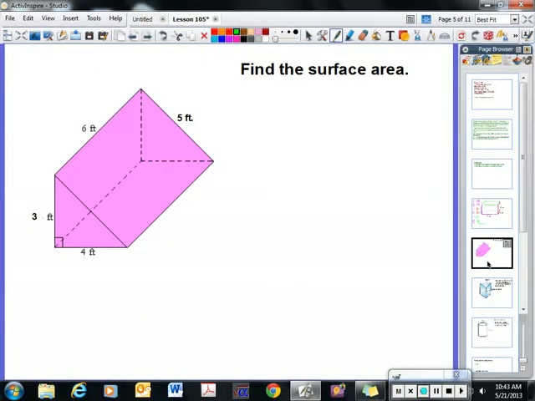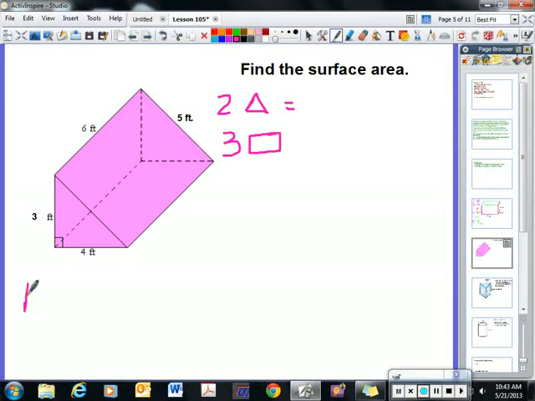Alright, here we have a triangular prism. Now this one has 5 faces. You have the 2 triangles and you have 3 rectangles. And the 3 rectangles are not necessarily all congruent. So let's take a look here at the 2 triangles. The triangles are congruent, so if I find the area of one, I'll be able to find the area of both.